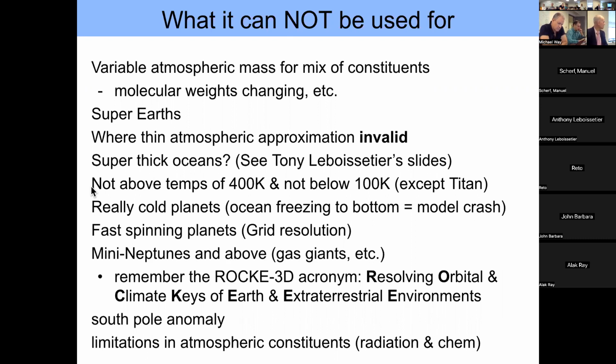I've already mentioned this about mini Neptunes and gas giants, and I say you remember the 3D acronym, as it says, Orbital Climate Keys of Earth and Extraterrestrial Environments. One shortcoming of our GCM and other GCMs, we're not alone in this, is that we have what's called the South Pole anomaly, in that the South Pole grid cell always has to be a land grid cell. Although again, we have an ongoing project to try to address this problem.